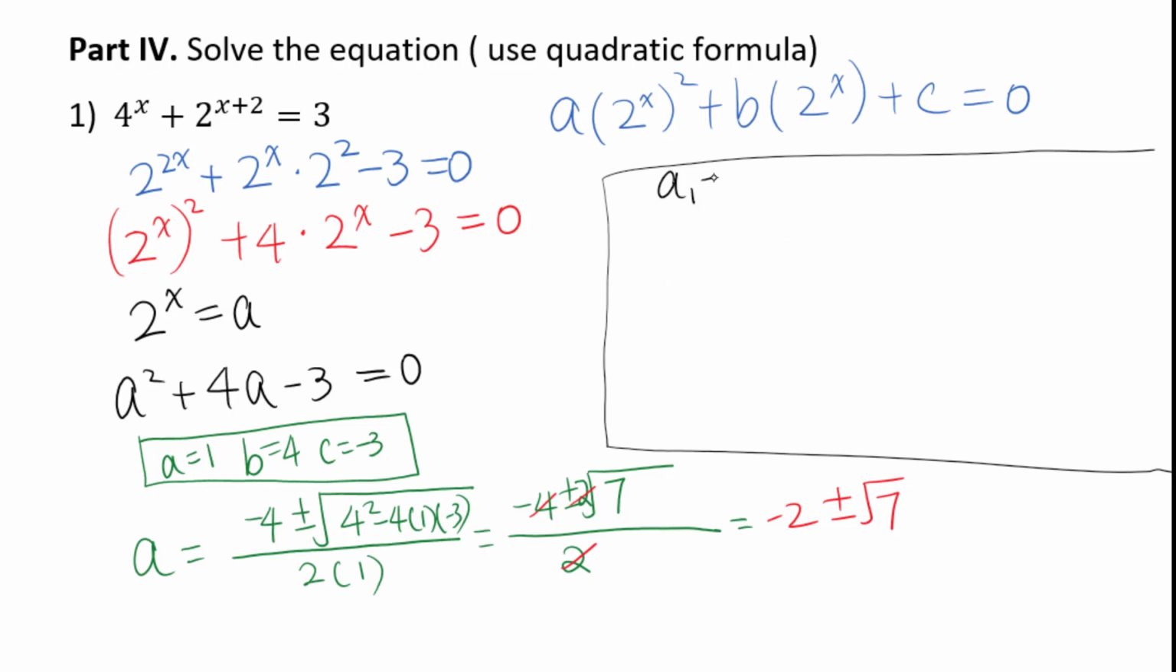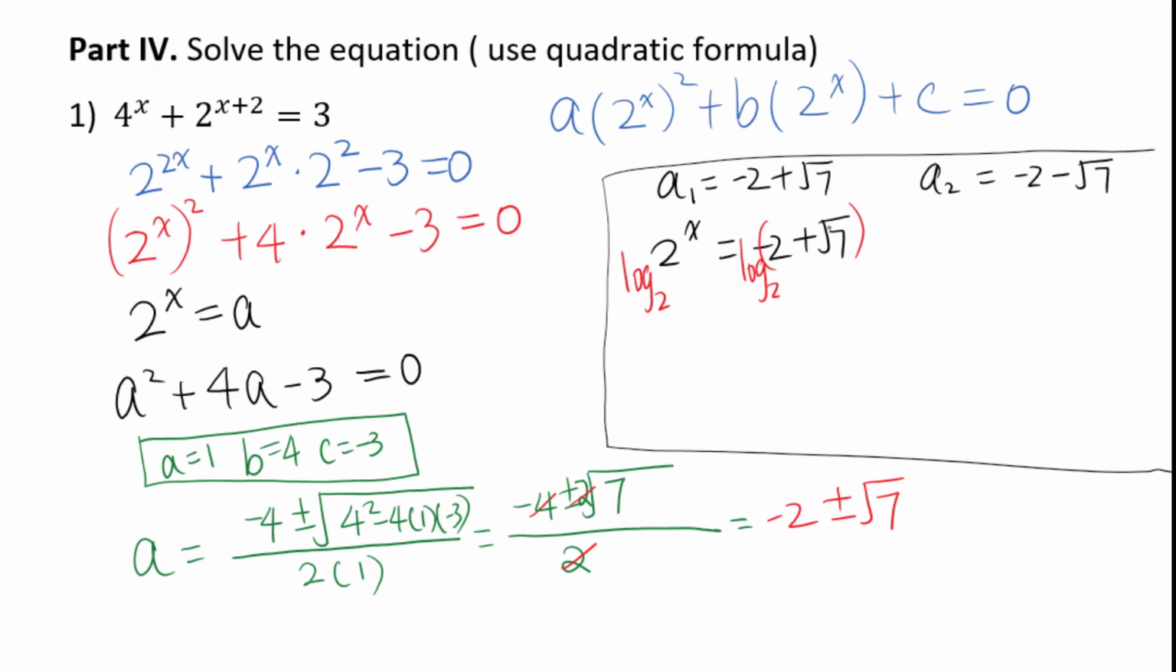So we get a1 equals negative 2 plus square root of 7, a2 equals negative 2 minus square root of 7. Plug back in: 2 to the x power equals negative 2 plus square root of 7. Then we will take log base 2 both sides. Negative 2 plus square root of 7 is positive. So x equals log base 2 of negative 2 plus square root of 7.